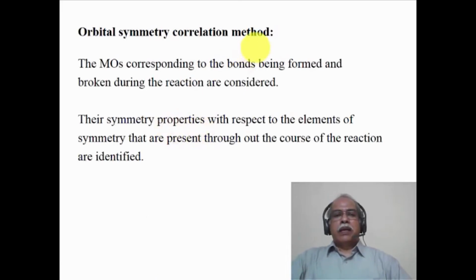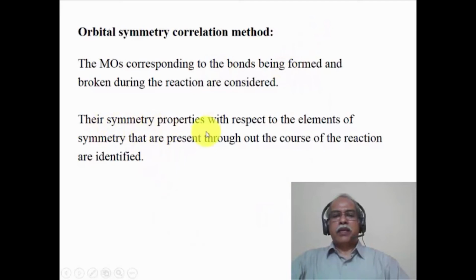Now in the orbital correlation method, the molecular orbitals corresponding to the bonds being formed and broken during the course of the reaction are considered. In other words, on the left hand side you write the molecular orbitals of all the starting molecules that are undergoing reaction, and on the right hand side you write the molecular orbitals of all the bonds that are being formed in the product during the course of the reaction.